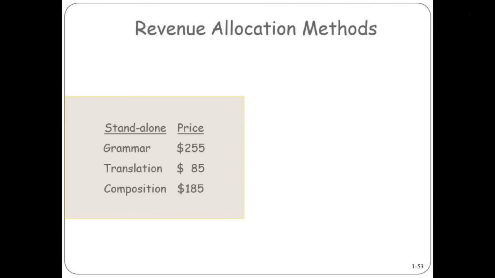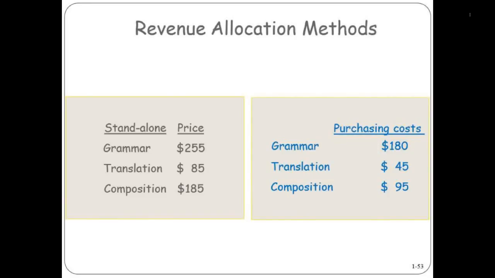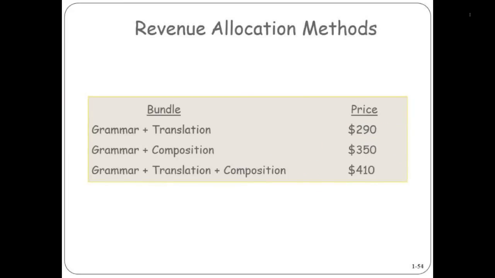So standalone, grammar is the most important, they charge the most for grammar, composition second, and translation third. The cost to the company to get these 3 products is essentially in the same ratio, but you can see there's a higher markup for composition than any others. They have 3 different bundling techniques, as seen here. Notice you have to buy grammar. If you're going to bundle, you start with grammar, and then you can get any combination of the other 2. And there's a bundled price.